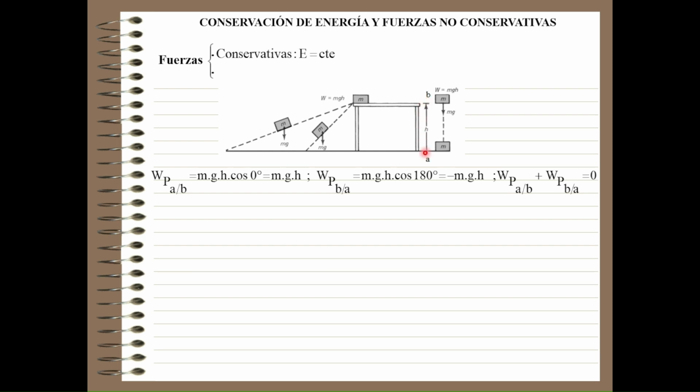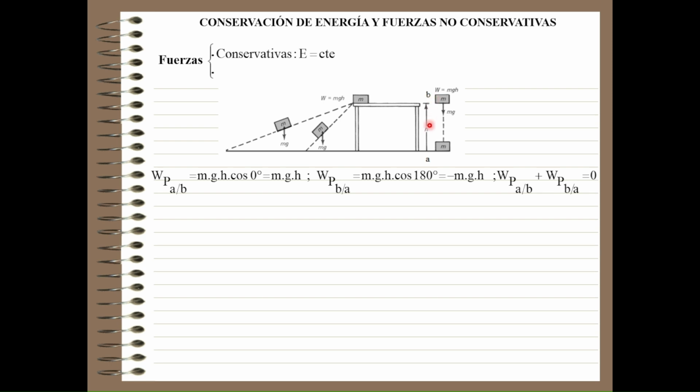Thus, the work required to move the mass m from point A to B is equal to the product of the force we apply against the weight, which acts in the same direction as the displacement h. Therefore, the cosine between the two vector magnitudes is the cosine of 0 degrees, and the product will be mgh.